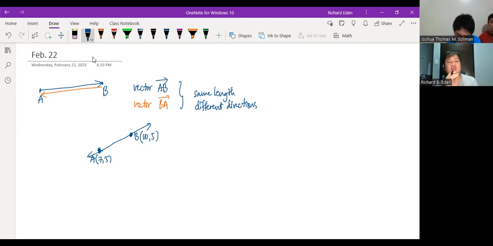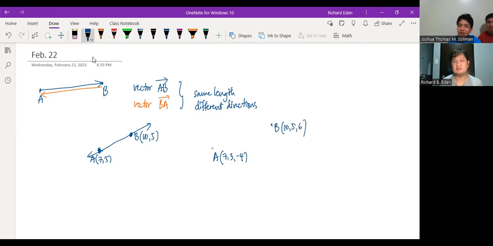Now, what if the points A and B are in three-dimensional space, meaning A has three coordinates (7, 3, -4), and B has coordinates (10, 5, 6)?